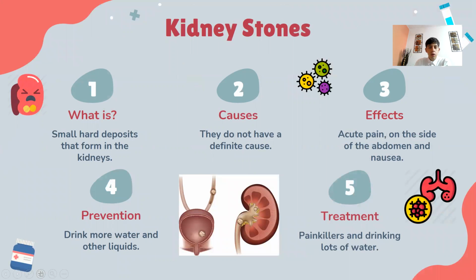Kidney stones, these are small hard deposits that form in the kidneys. The causes, they don't have a definite cause. The effects of kidney stones are acute pain on the side of the abdomen and nausea. Prevention, drink more water and other liquids. And the treatment, painkillers and drinking lots of water.